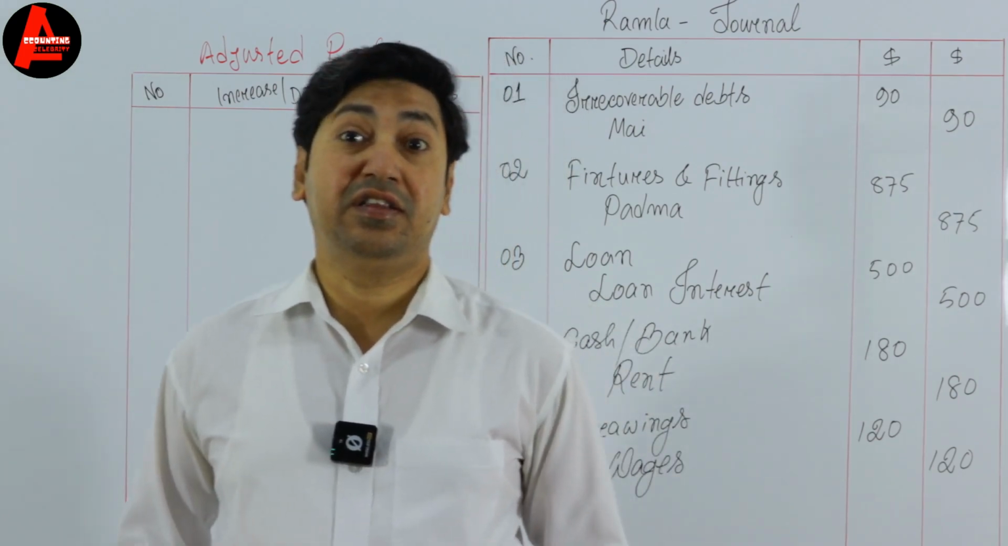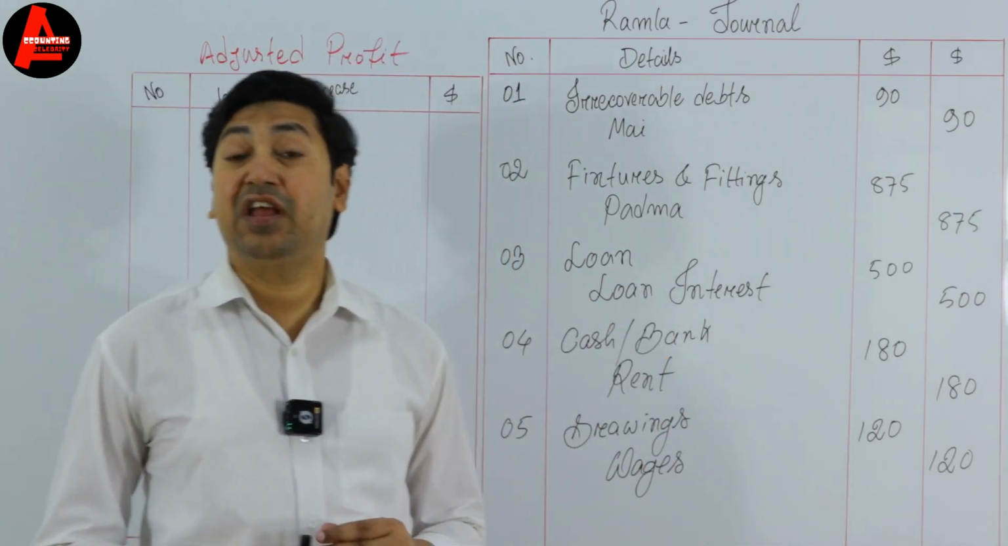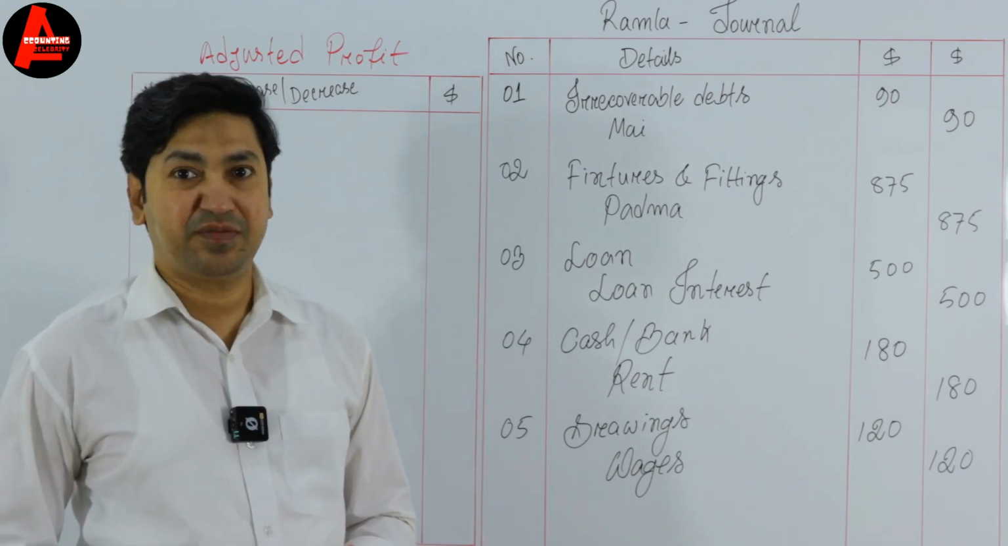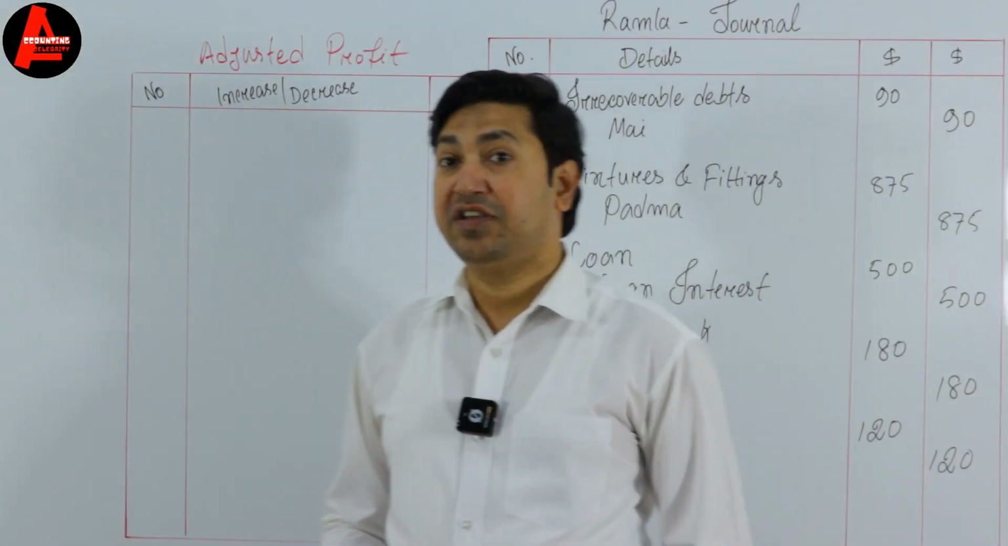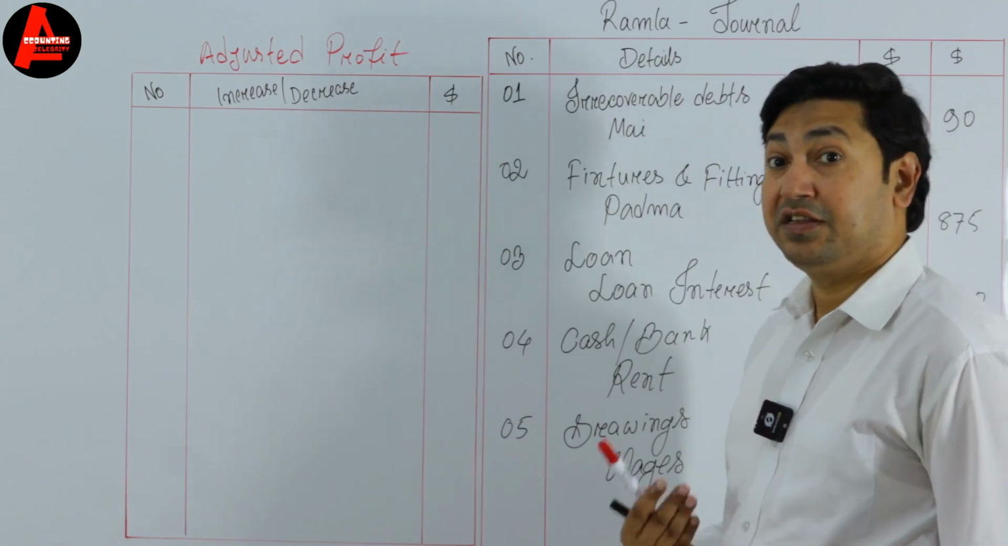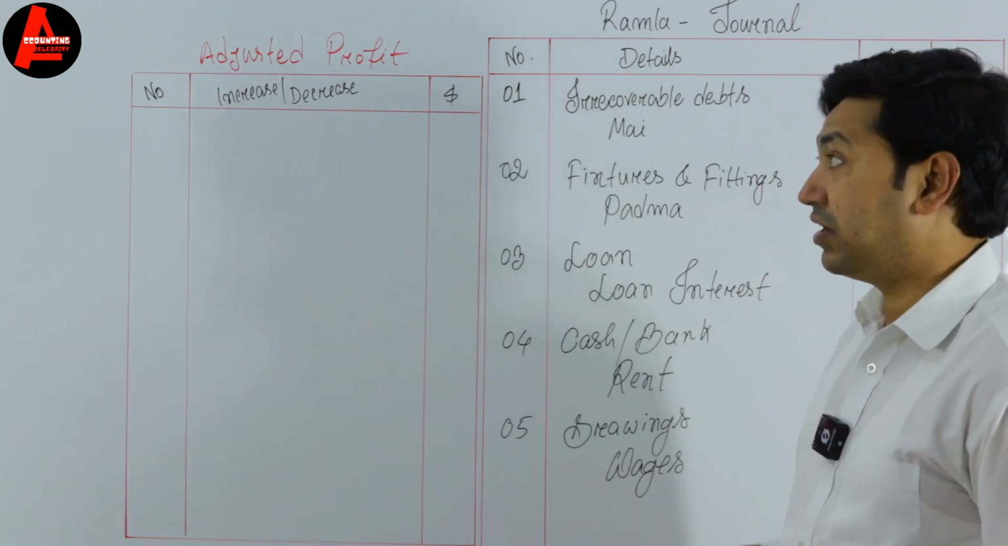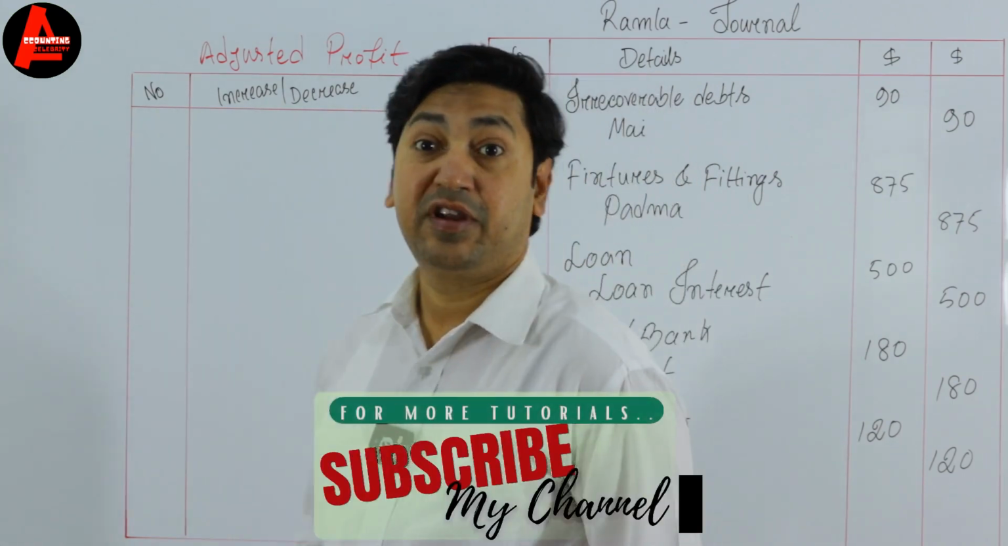I have taken these 5 transactions from 2023 O-level IGCSE accounting past papers. Ramla has calculated her draft profit figure for the year ended 28th February 2023. Adjustments in Ramla's ledger accounts have still to be made for the following errors. So here we see 5 transactions. What is our requirement? Complete the following table by entering the amounts of each adjustment required to calculate Ramla's adjusted profit. So here we will now check the adjusted profit at the end of the financial period, 28th February 2023.